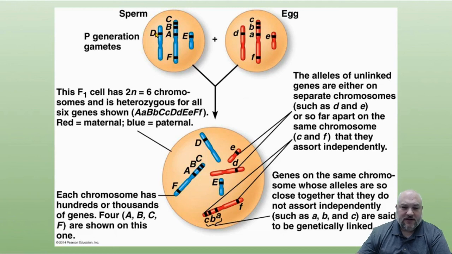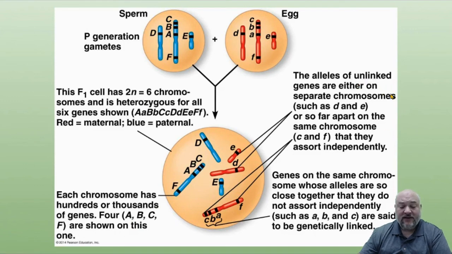We can see we've got some genes, the D gene and the E gene, here on different chromosomes, and we've got big D allele there, little D allele over here, for instance. Then we've got this third chromosome, which has 4 different genes on the same chromosome, 3 of them close together on top, 1 of them further away down here. If those two come together, this is a potential F1 cell. 2n equals 6 chromosomes, and it is heterozygous for all 6 of the genes shown. Each chromosome has hundreds or thousands of genes. These 4 right here are shown on this one.